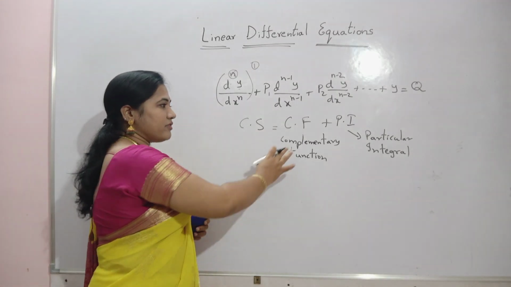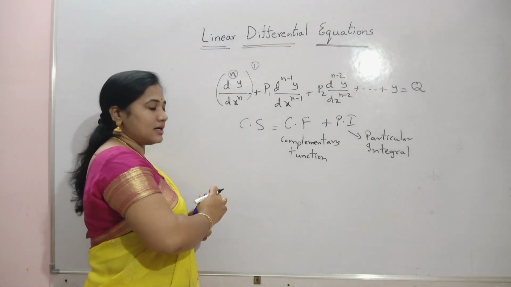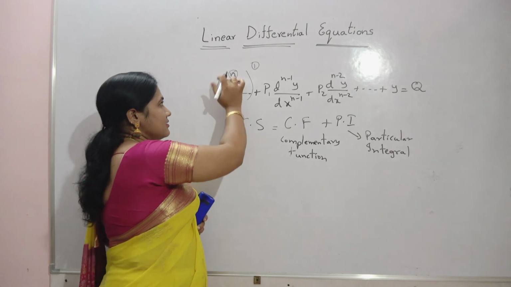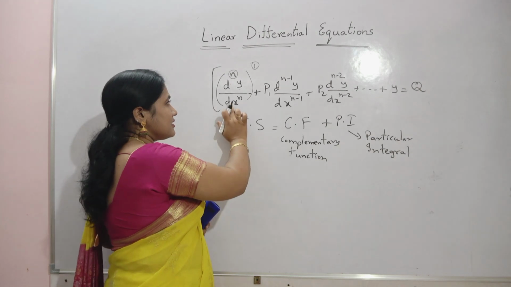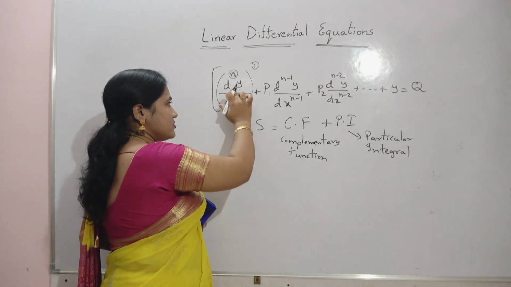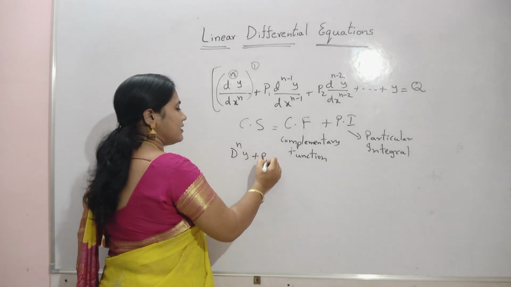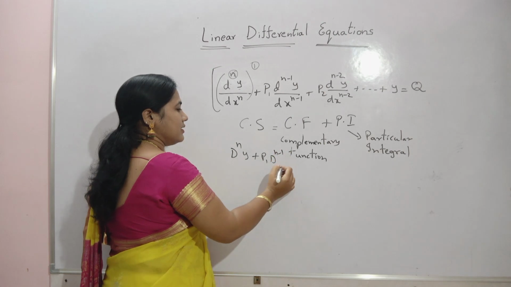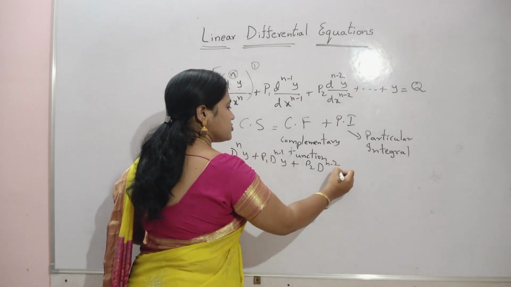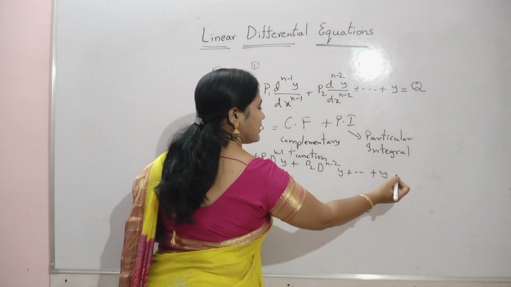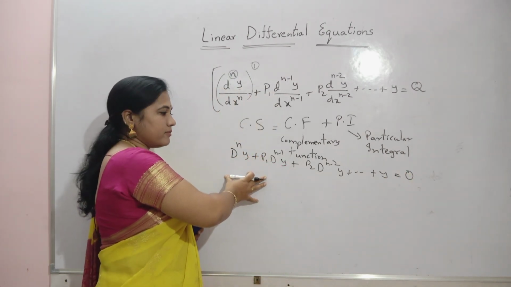Now I will tell you how to find the complementary function. So the rules for finding the complementary function are: first, write the linear differential equation in the symbolic form, that is in terms of the difference operator. So this can be written as D^n y plus p1 into D^(n-1) y plus p2 D^(n-2) y plus and so on plus y equals to 0. So this is the symbolic form. So that is the first step.